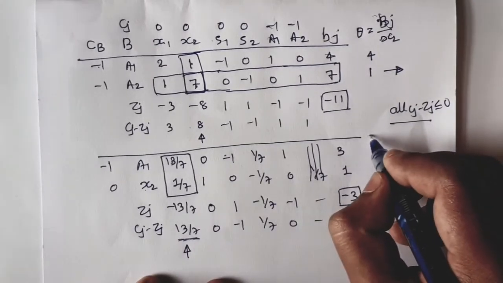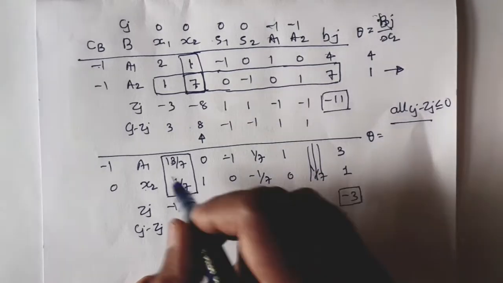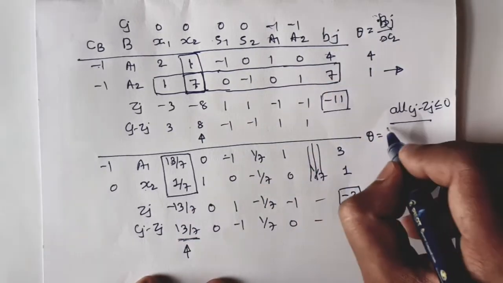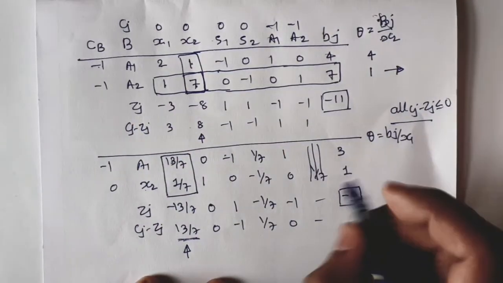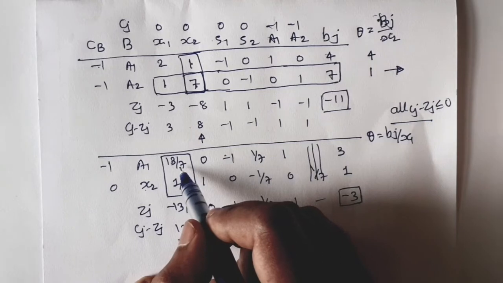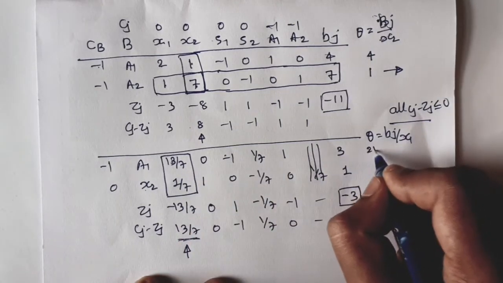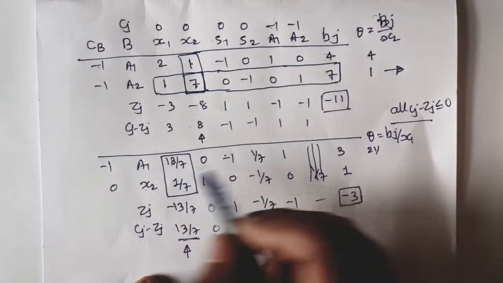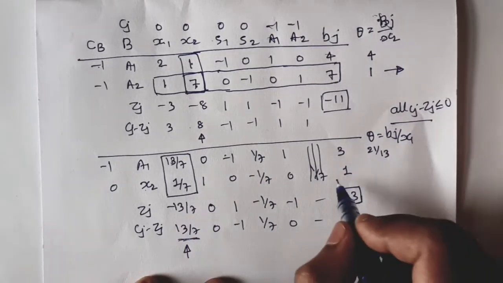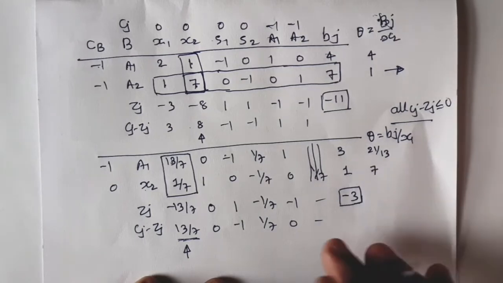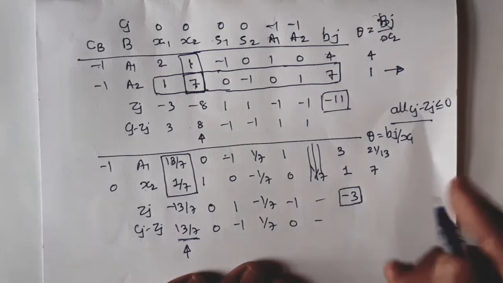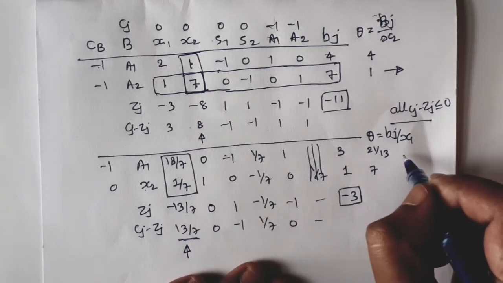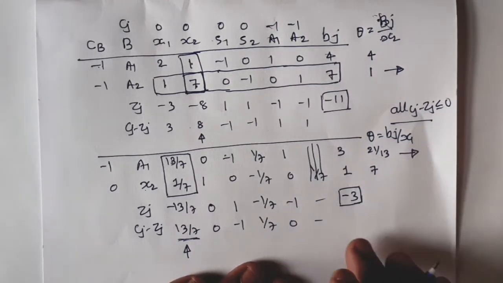To get the outgoing variable, we must calculate theta. That theta is nothing but the bj column divided by the x1 column. So here 3 divided by 13 by 7, so it is 21 by 13, and 1 divided by 1 by 7, it is 7. So from these two values we must select the minimum value, and obviously here 21 by 13 is the minimum value.